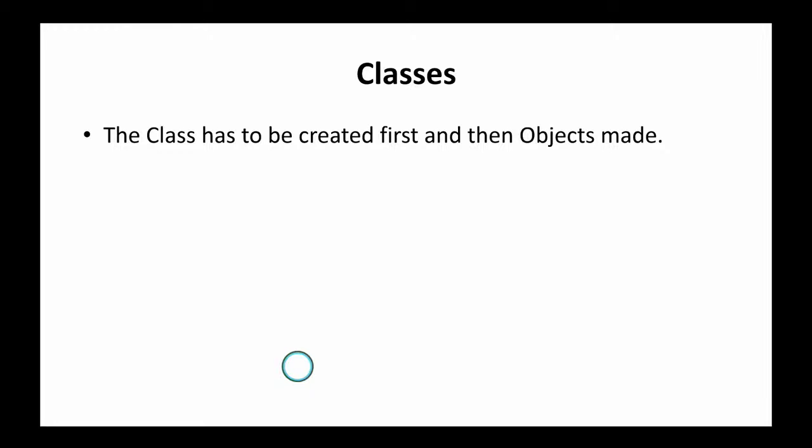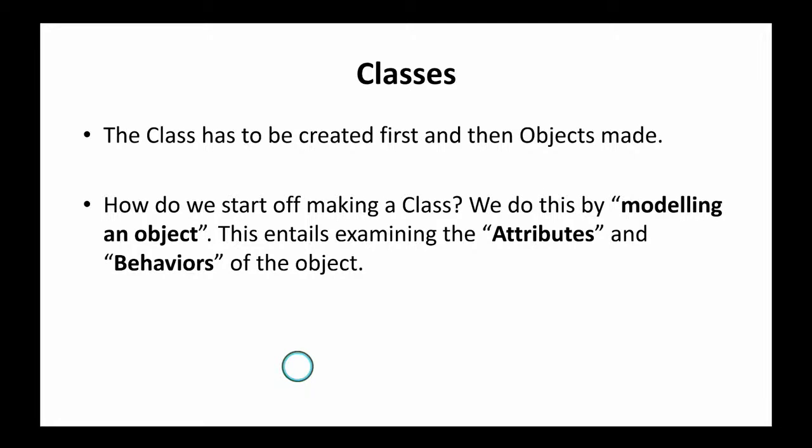A few things to remember before we move on to creating objects. Before you create the objects, you have to create the class. A class has to be created first, and then the objects are made. Now, how do we start off by making a class? We do this by modeling an object. So we take a real world, physical object, and we model it. Now, how do we model it? We examine all its attributes and its behaviors. So this entails examining the attributes and the behaviors of the object. Let's take an example.